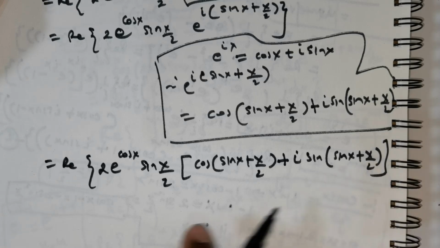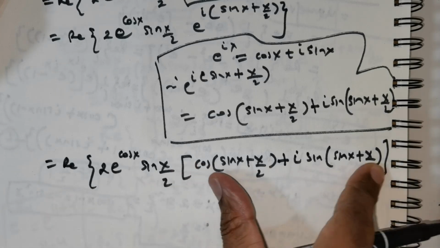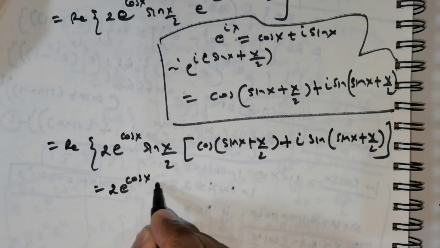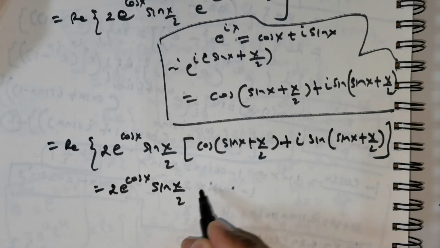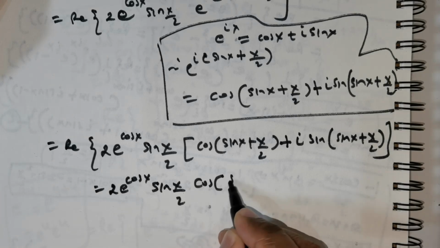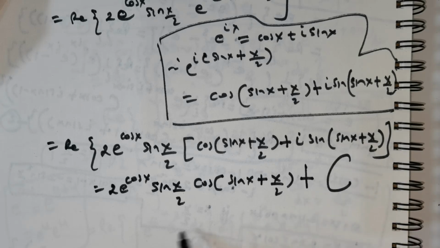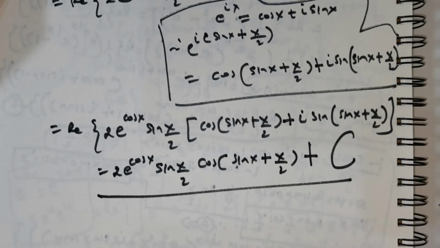Right? Now we need the real part of this. So that is equal to 2 times e raised to the power of cos x times sin x over 2 times cos of sin x plus x over 2, plus an arbitrary constant, and that is the end of this particular problem. Thank you everybody, enjoy your night.